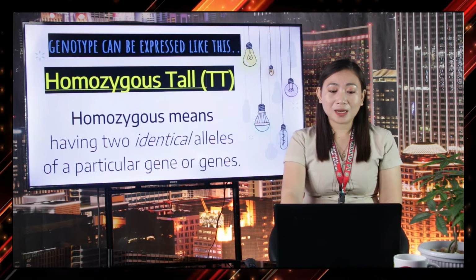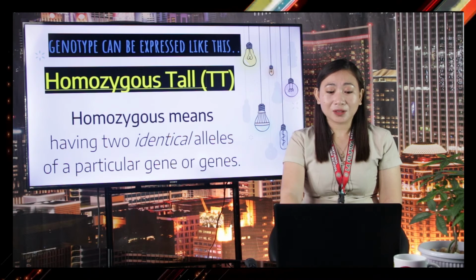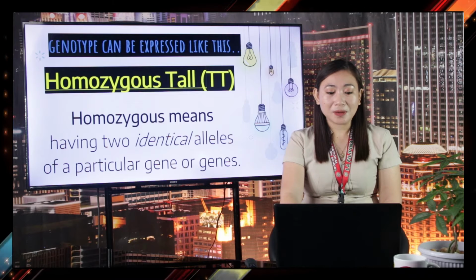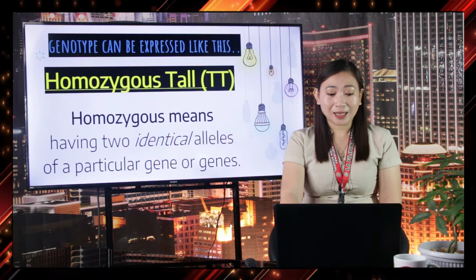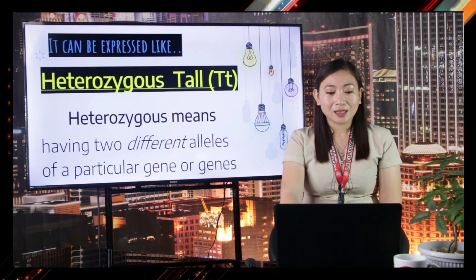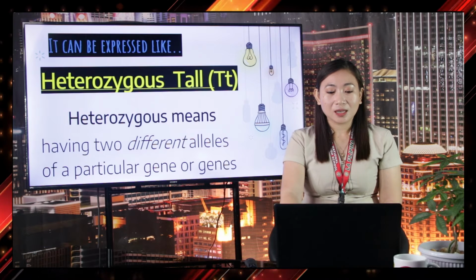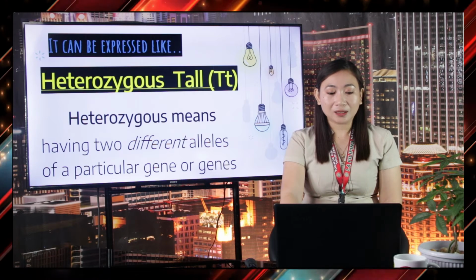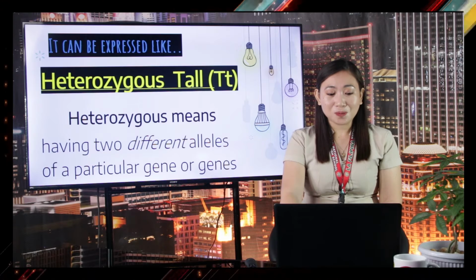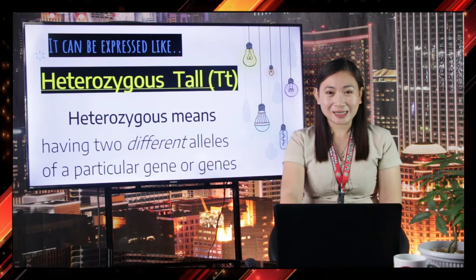Genotype can be expressed like this. Homozygous tall, capital letter T. Homozygous means having 2 identical alleles of a particular gene or genes. It can also be expressed as heterozygous tall, capital letter T and small letter t. Heterozygous means having 2 different alleles of a particular gene or genes.